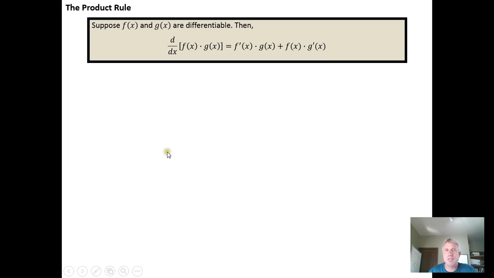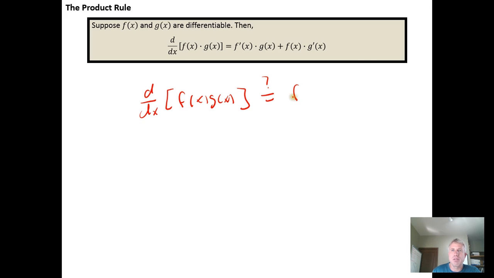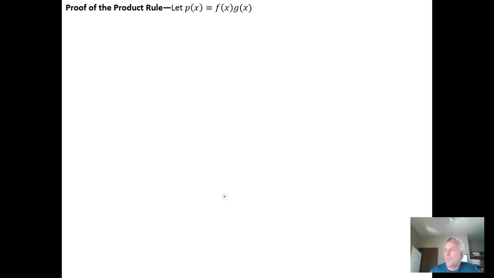So you really should ask the question, why does the product rule look the way that it does? Why isn't it just, if we want to do d dx of f of x times g of x, why don't we just take the derivative, the product of the derivatives, for example? Why can't we just do that? We can't. They're not equal. But what we want to do is justify the product rule.